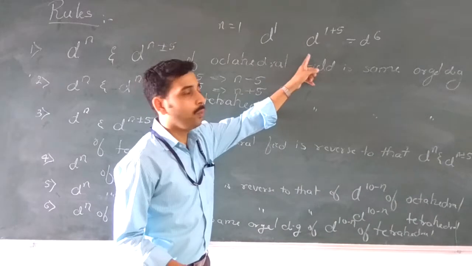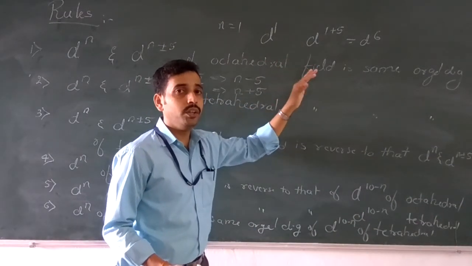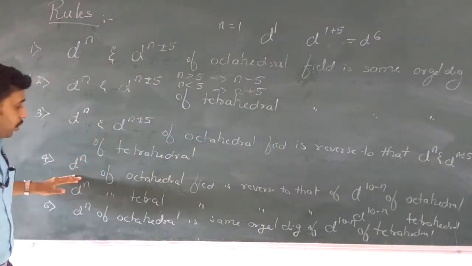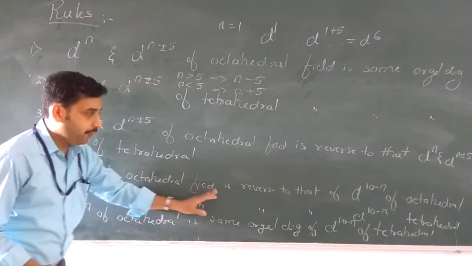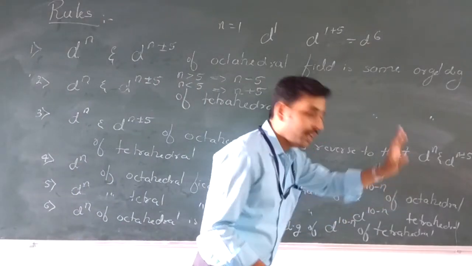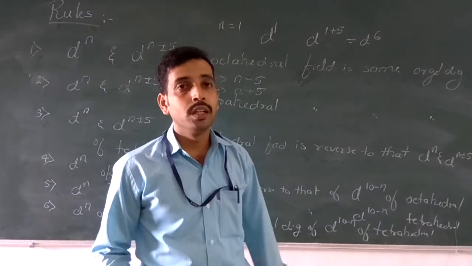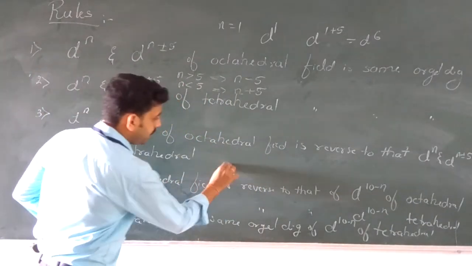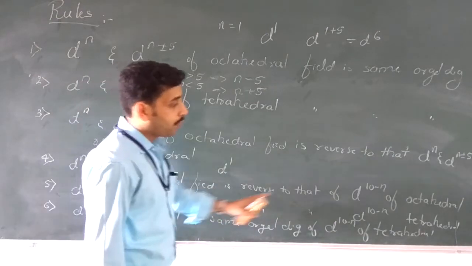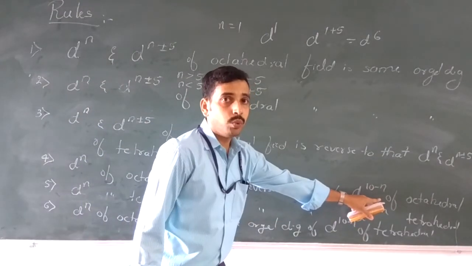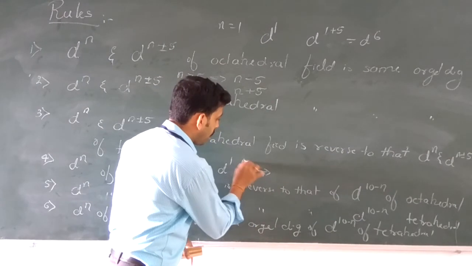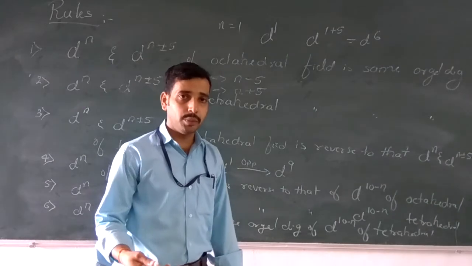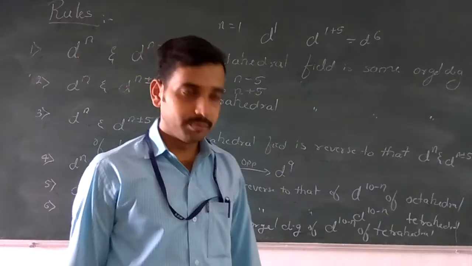We consider n equal to 1. I will give 1 to 9, n equal to 1, 2, 3, 4, 5, 6, 7, like that. Next, the fourth one is Dn of octahedral field is the reverse of D10 minus n of octahedral geometry. Suppose n equal to 1, in this case D1 is the reverse of D10 minus 1. D10 minus 1 is the opposite energy diagram of the D9 system, both in octahedral geometry and tetrahedral geometry.